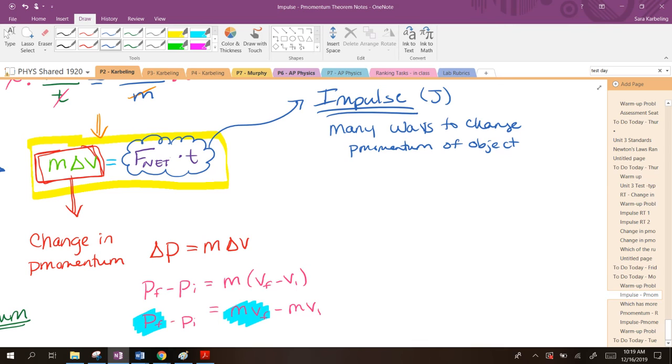It would stop, right? Which means that it would change its velocity, and it has mass. So if it's changing velocity, it's changing momentum. And if it's changing momentum, that's because there's a force acting on it over time. Yeah? You're like, do it. So we're going to do it.